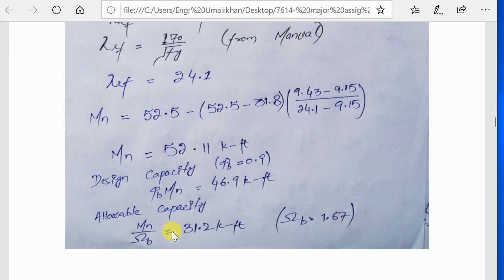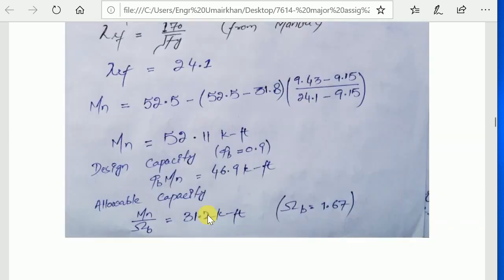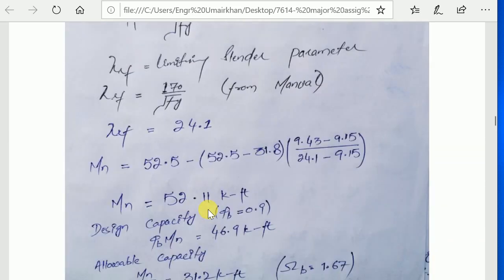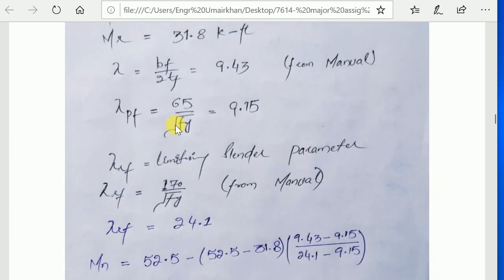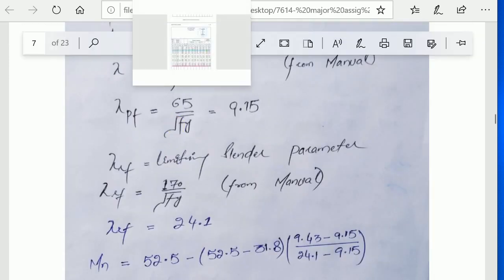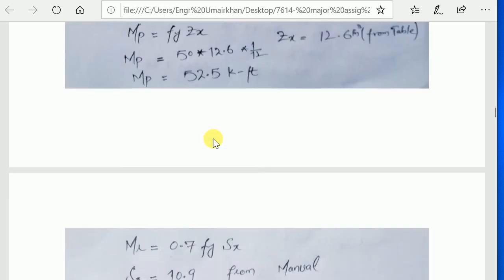Now, this is the LRFD manual procedure. If we use the AISC manual, okay, so how can we do this example? That is a more simple procedure. It explains the whole thing in one paragraph. Okay, so let me show you some important data.